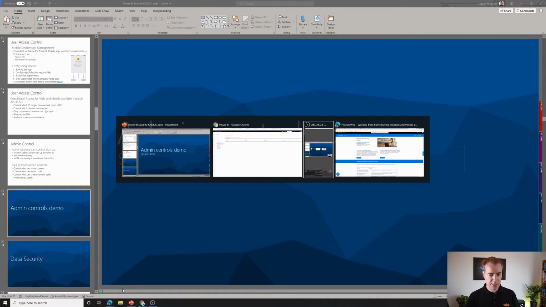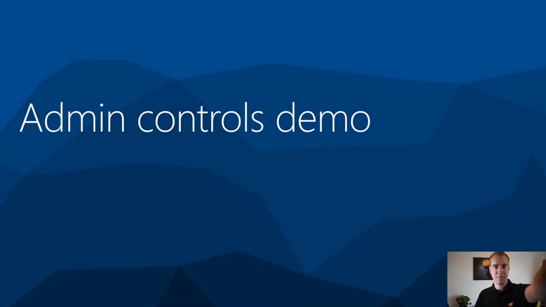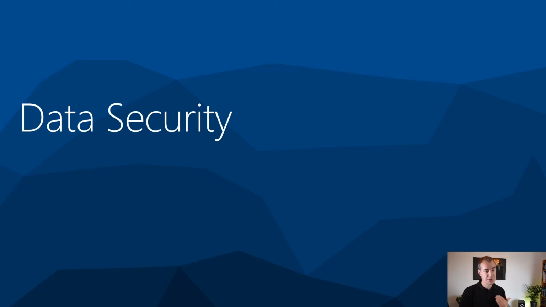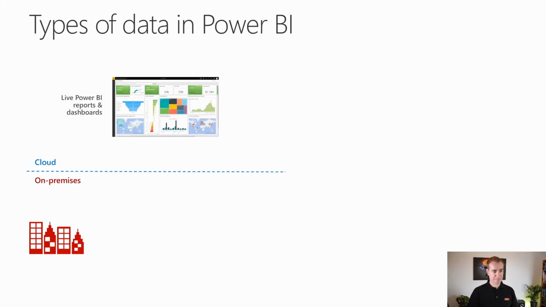So let's go ahead and go back to our presentation. And in that presentation, we're going to now talk about data security. So how is data inside of Power BI actually stored? There are several types of data in Power BI. Of course, you have data sitting inside of Power BI in a Power BI report and dashboard. You have the cloud and you have on-premise.